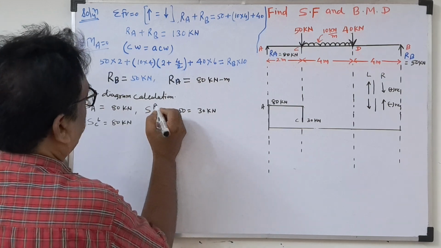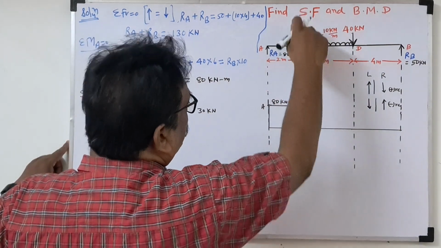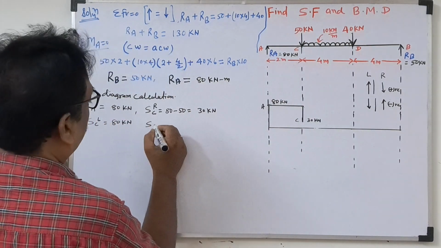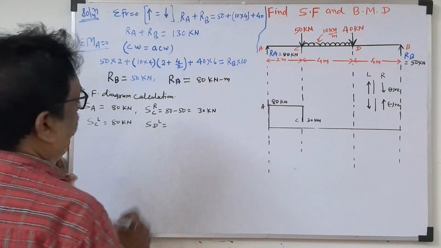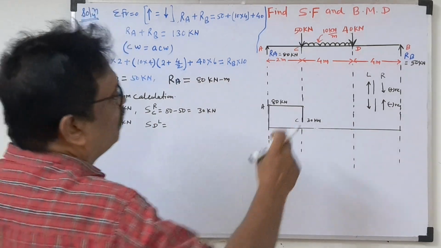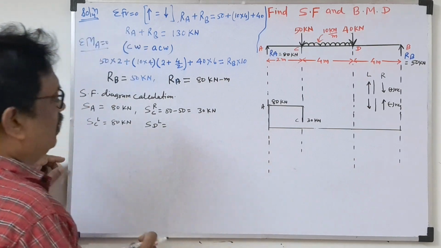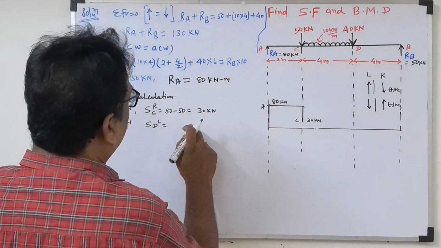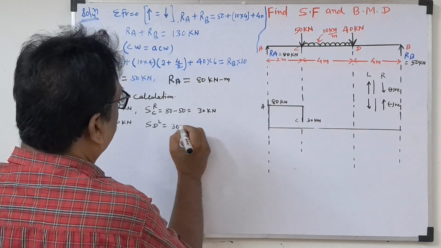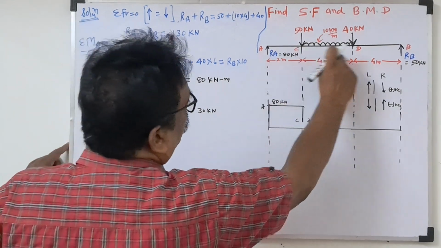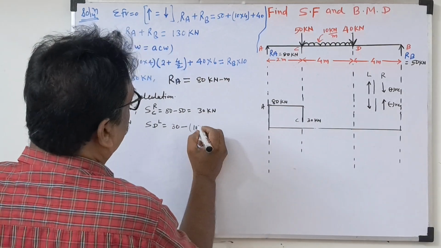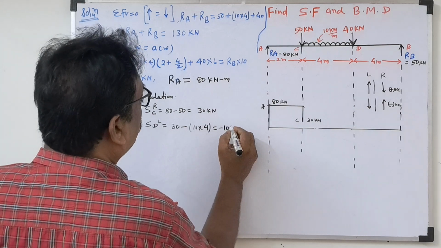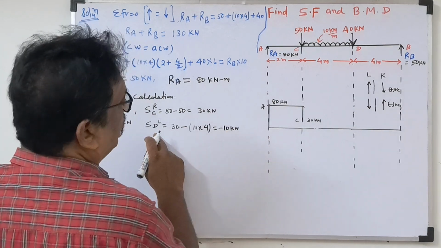But SDR, once you are considering R, that means the point load is also considered. So this is the 30. Now again I am taking SDL. SDL means this point load will not come under this. So what is SDL? Up to point C it is 30, minus this UDL will come. So 10 into 4 is 40. So 30 minus 40 is minus 10 kilonewton SDL.